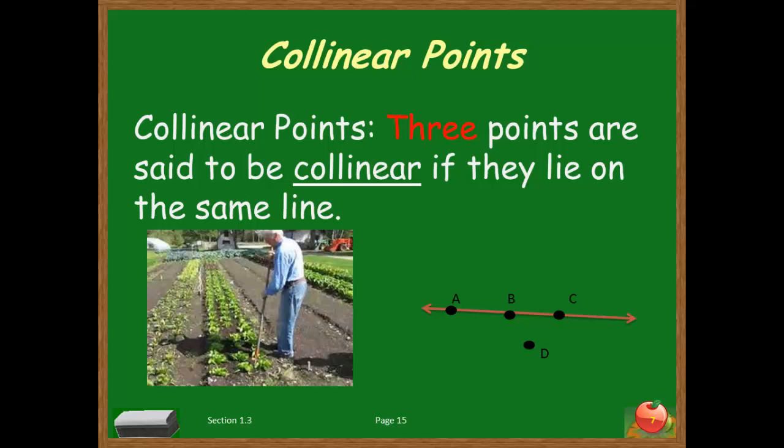Collinear points. You can see the prefix co and the word line. 3 points are said to be collinear if they lie on the same line. Here, points A, B, and C are collinear, and point D is not collinear. You can see the plants are in a row, so the plants are collinear. They are on the same line.